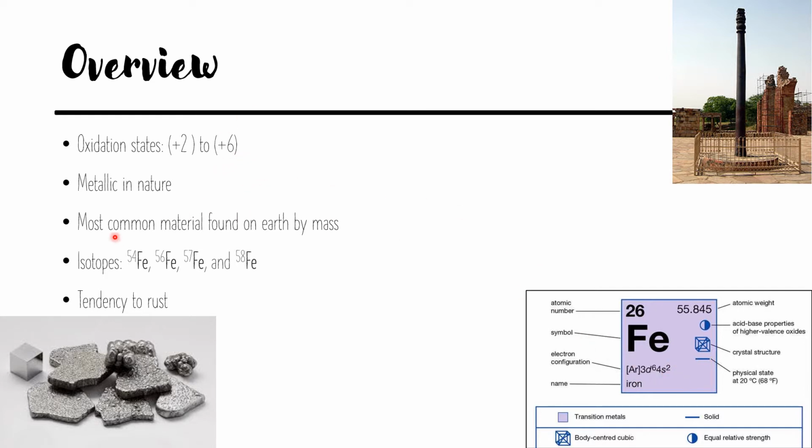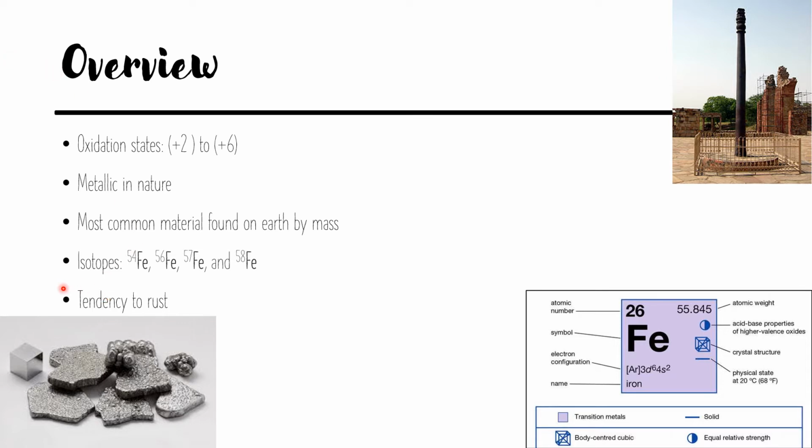Now, for the third point, when we say that it is the most common material found on Earth by mass, we mean that iron is even more abundant than oxygen on Earth. In fact, when we talk about the inner core and outer core, iron forms the most abundant chunk. And even in the crust, it is the fourth most abundant element. So it is very common on Earth.